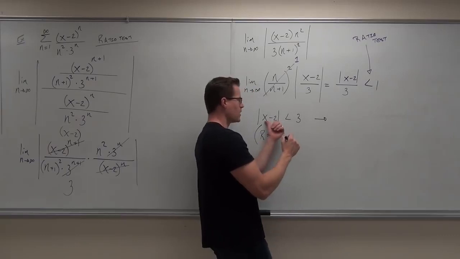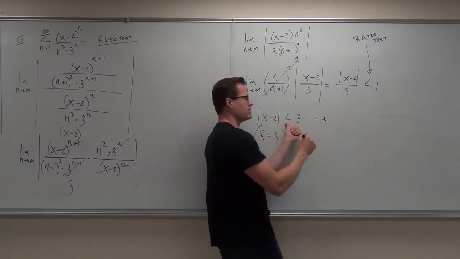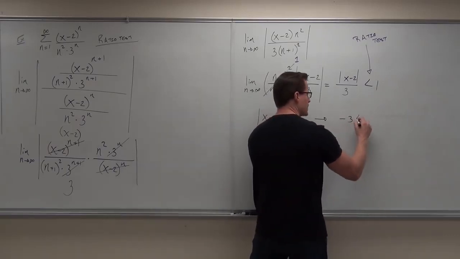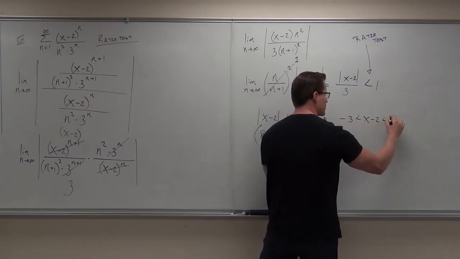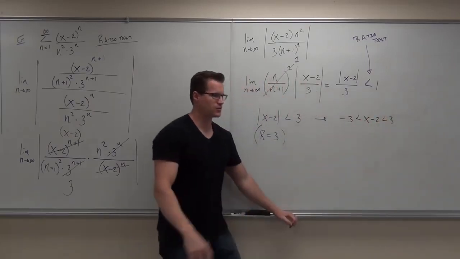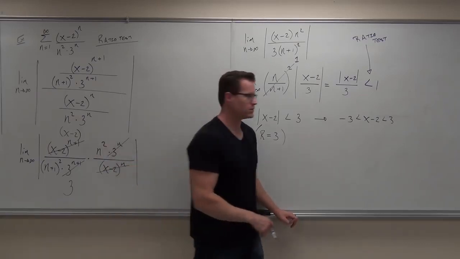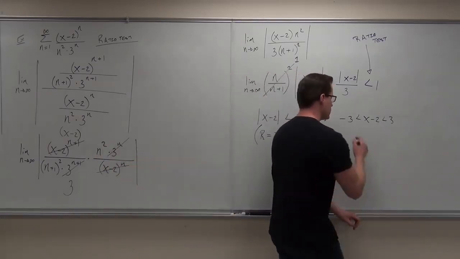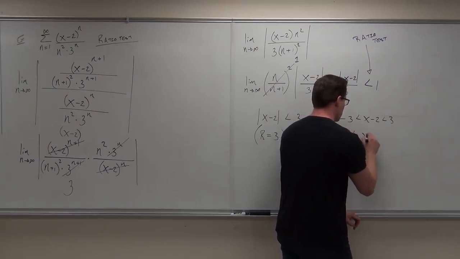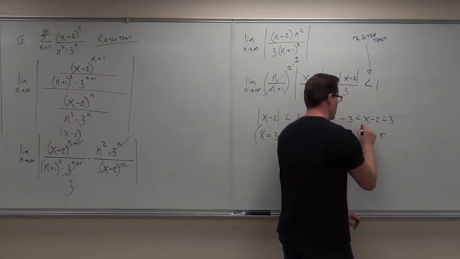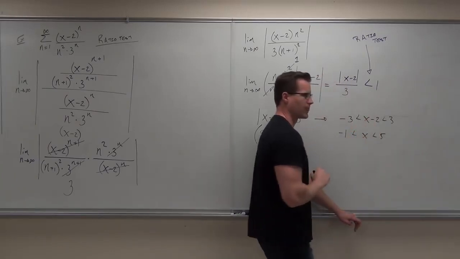So if you solve for x, what an absolute value inequality means is you do negative 3 is less than x minus 2 is less than 3. That's what an absolute value inequality is, right there. Then if we add 2, we find our domain. If you simply add 2.